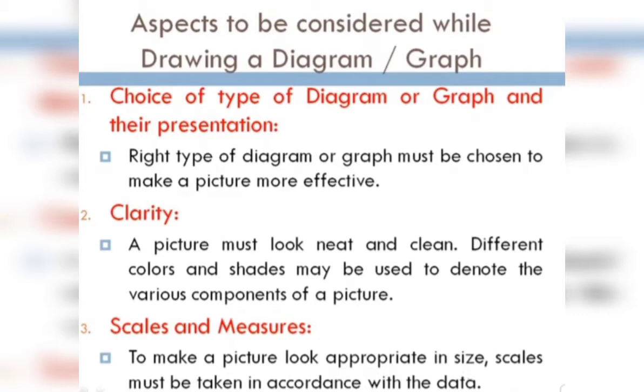Then third is scale and measures. To make a picture look appropriate in size, scales must be taken in accordance with the data. So scale must be used whenever we are drawing the diagram and the graph. So the picture will be appropriate and with proper measurement. Okay, so it will look very clear. So scale and measures, that is the third point.